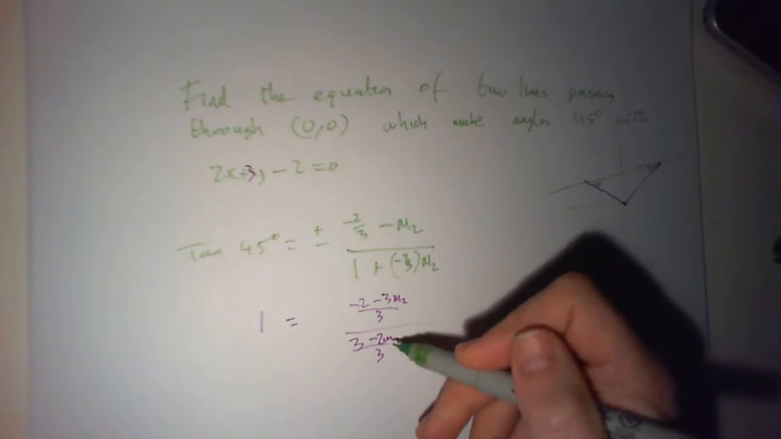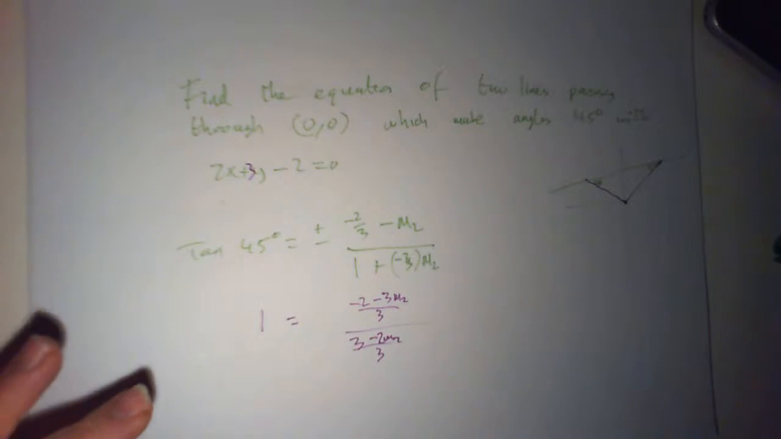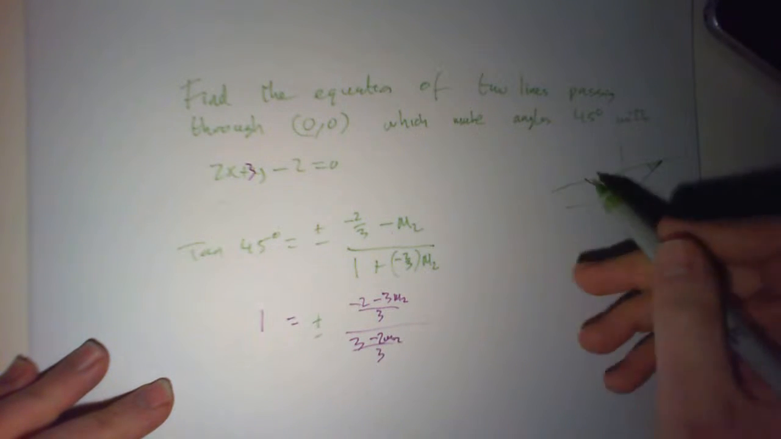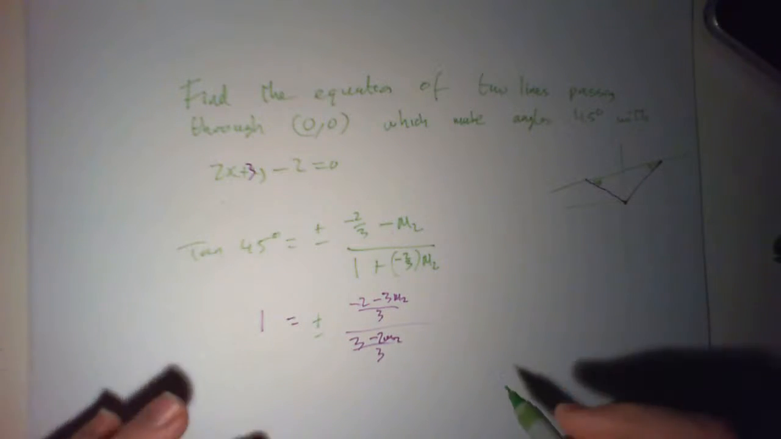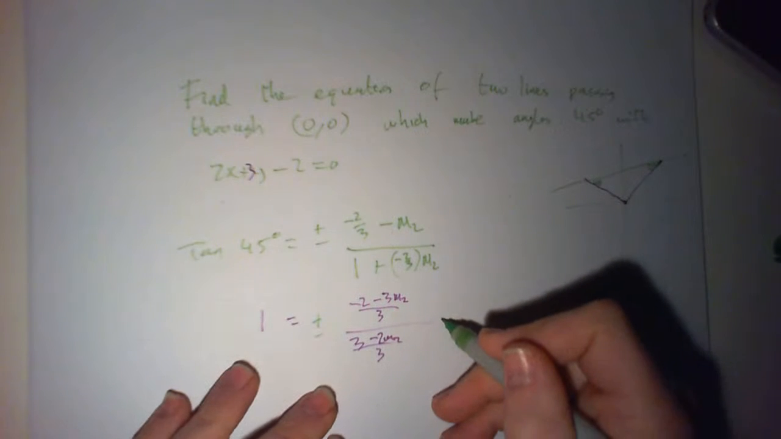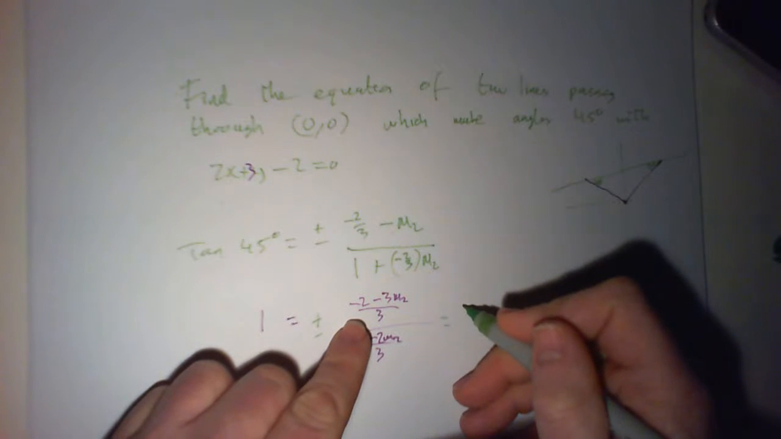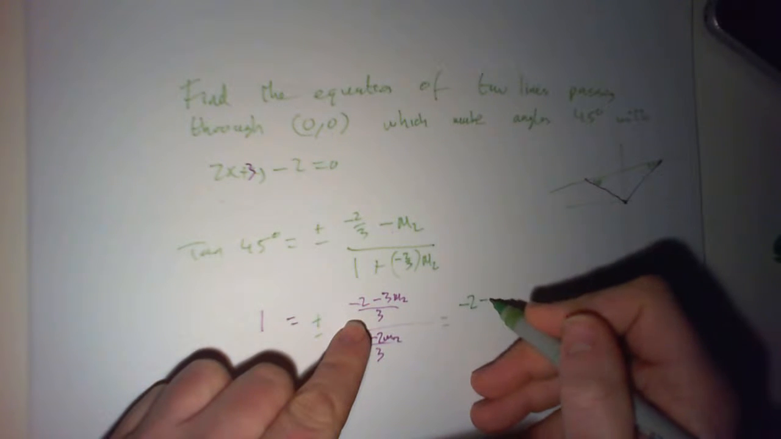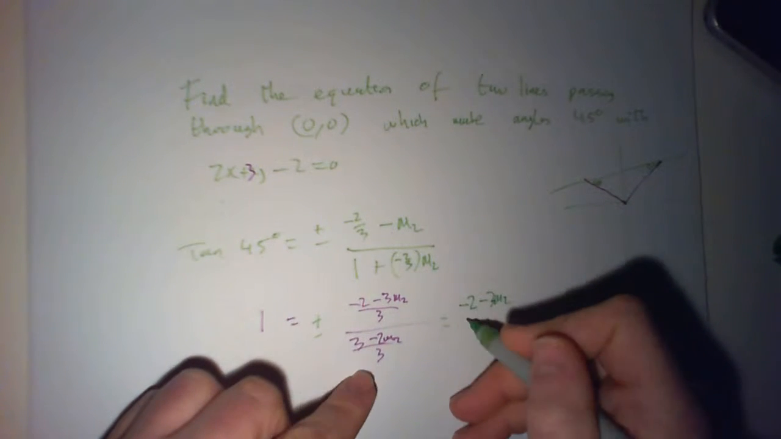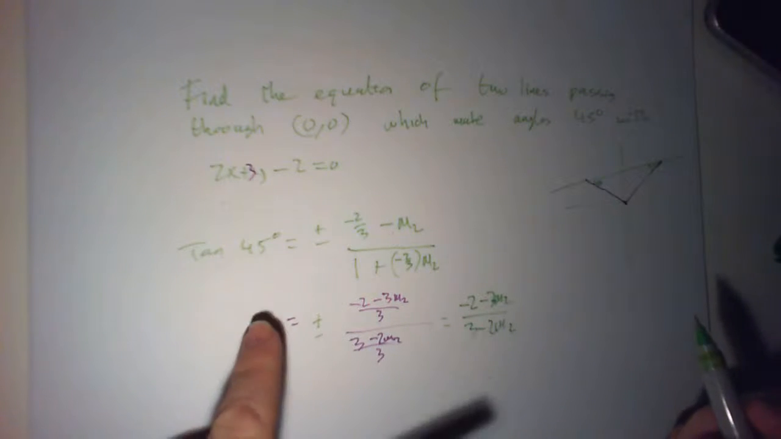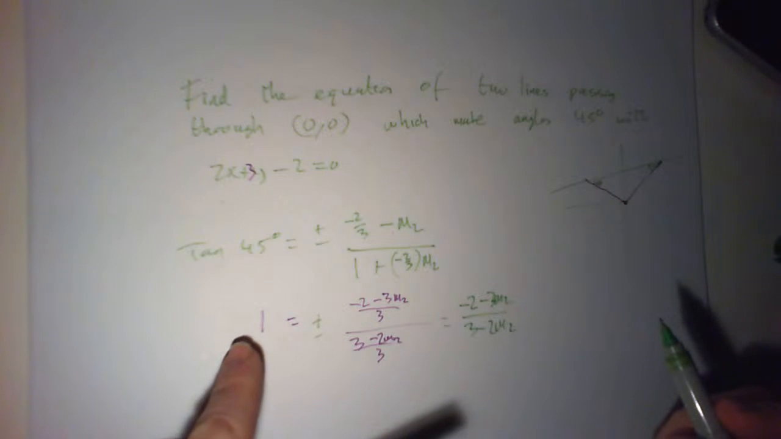So let's see what happens. Remember, we've got a plus or minus here, because one of them is going to give us the other one. So first of all, that's really going to be plus or minus (-2 minus 3m2) over (3 minus 2m2), equal to 1.